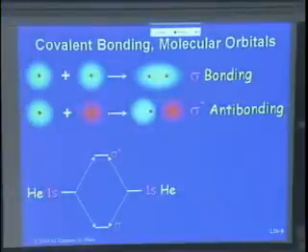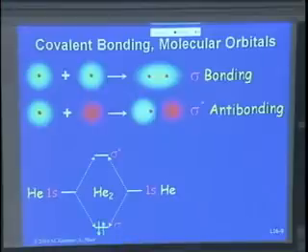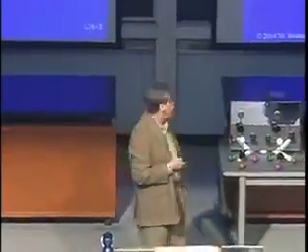So we put bonding and anti-bonding orbital, sigma and sigma star. So we have one in here and one in here. So now we have two left. So we have the other two in the anti-bonding molecular orbital. So that would look like this.